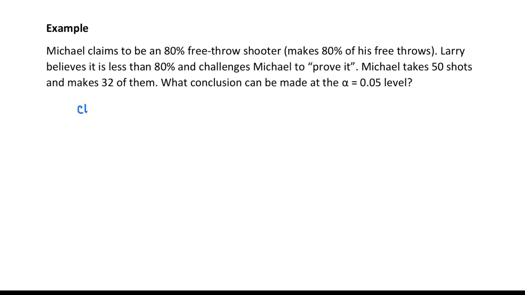All right, so let's go through our checks here. So is it random? Well, it doesn't say that, but if Michael's just going to go up to the line and take some shots, we're not doing anything special. We're going to call that random. It's as random as any shot would be, right? I don't know how you have a random or not random free throw shot, but it's as random as it's going to be.